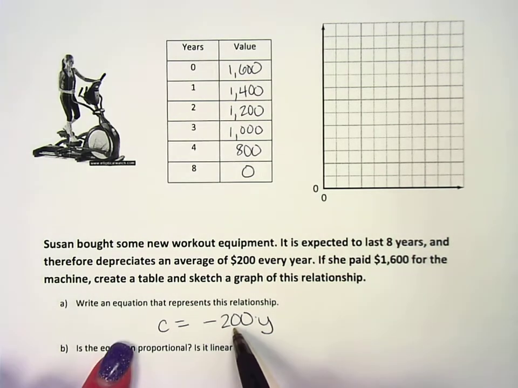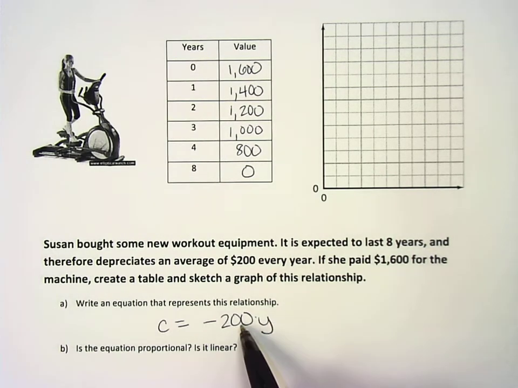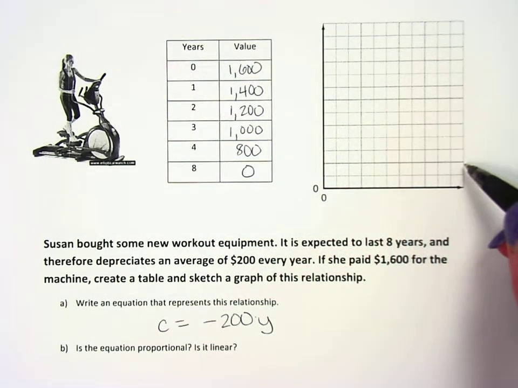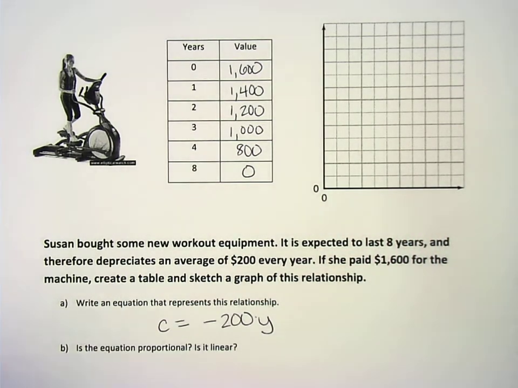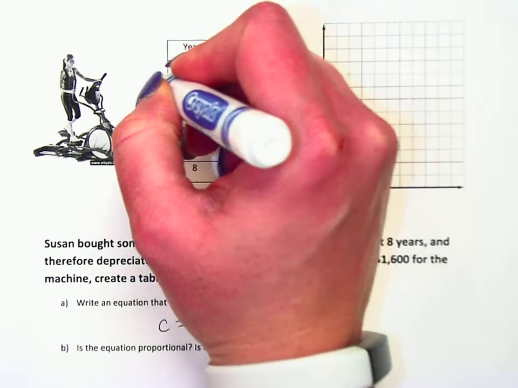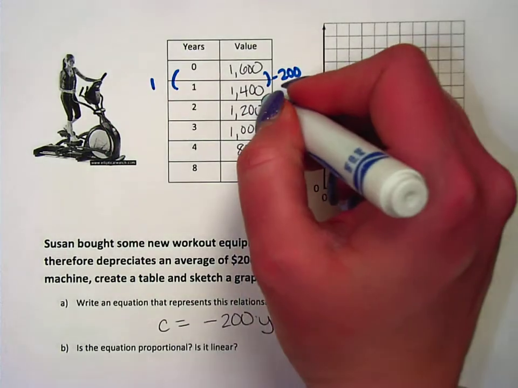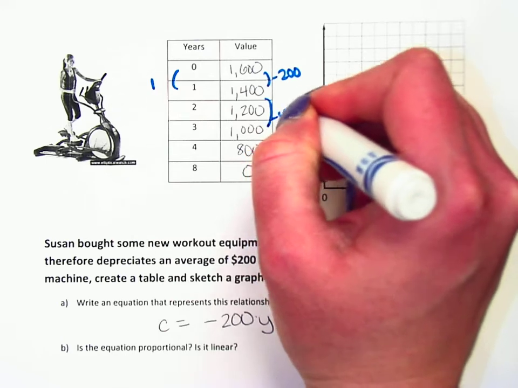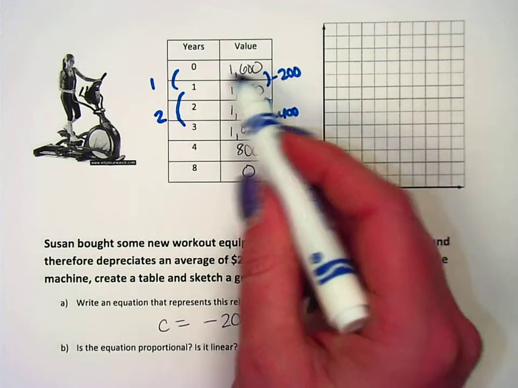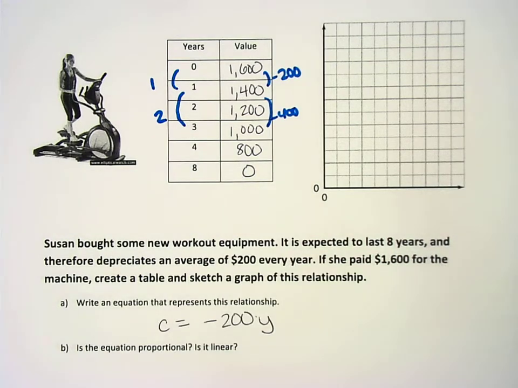So we can just say negative 200y. That means she's going down $200 for every year. In our graph, we're going to see that as a straight line going down, right? We know we have a slope. So in our table, every time she's losing $200 for every 1 year she goes, she loses $400 after going 2 years. Either way, she's losing $200 for every year.